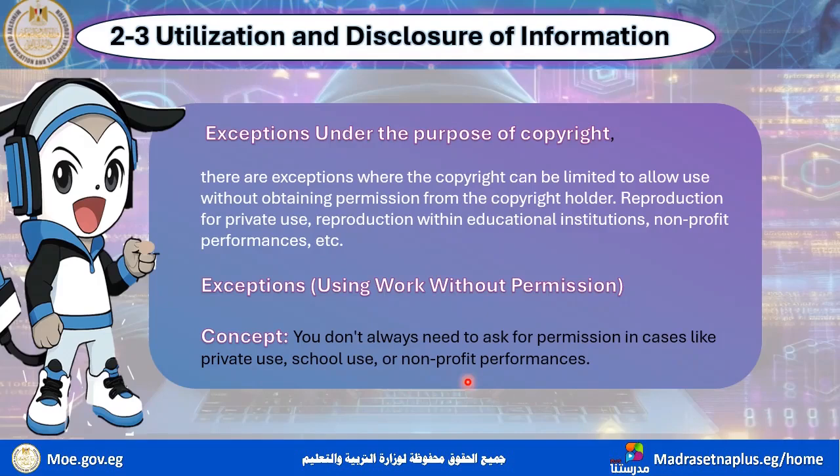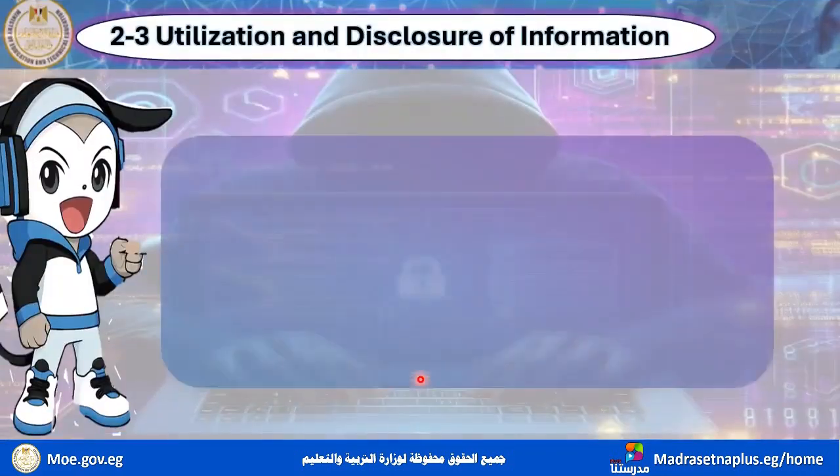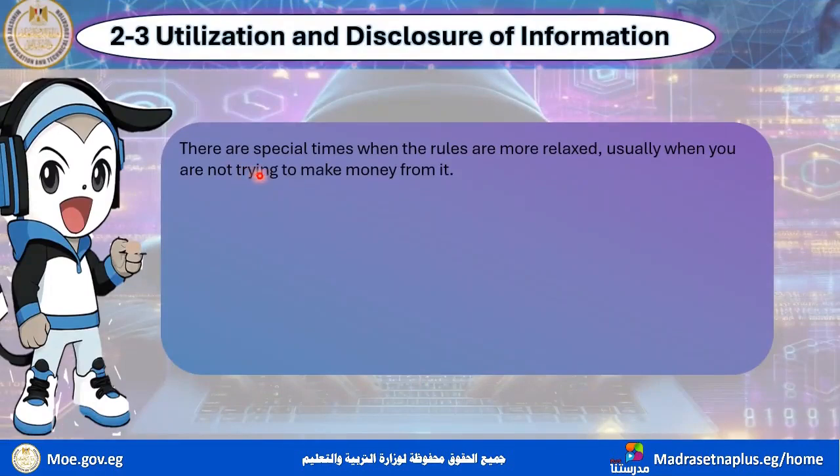So if you created a novel or a story, we can use it for school. We can use it in private, for your friend, your brother, and so on. We can use it without selling it, without getting money paid for it. So this is a fair use or exception for the purpose of copyright. There are special times when the rules are more relaxed, usually when you are not trying to make money from it.